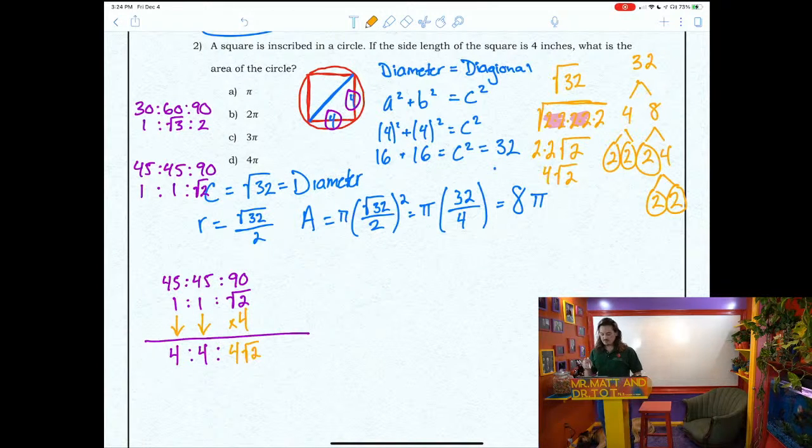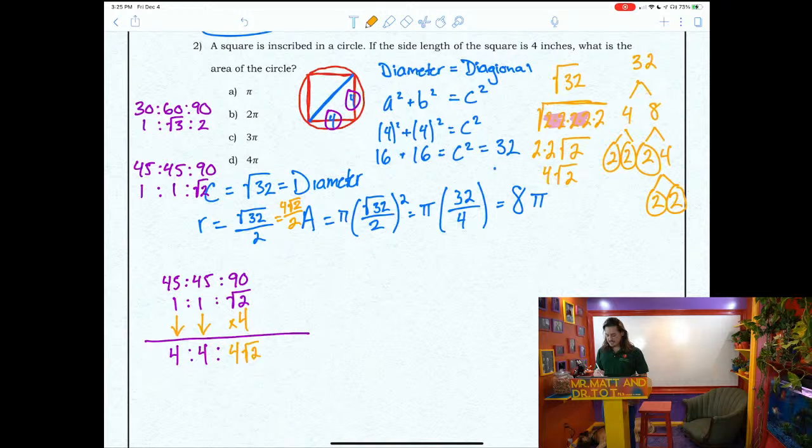Now if we take 4 root 2, what is 4 root 2? That is the diameter of the circle. But we don't want diameter, we want radius. The radius is half the diameter. So if the diameter is the square root of 32, or in other words, it's 4 root 2, then the radius is going to be the square root of 32 divided by 2, or 4 root 2 over 2. So if the diameter is the square root of 32, the radius has to be half of that.